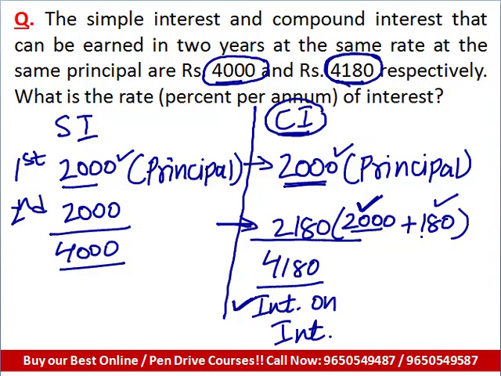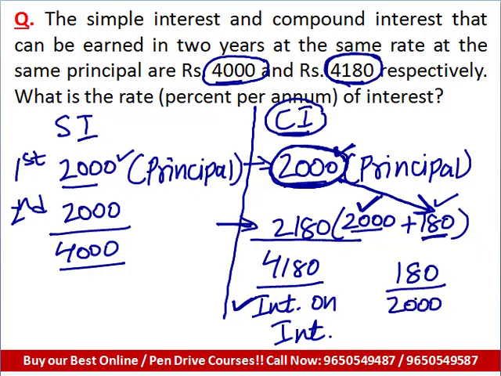So in fact this 180, students, is nothing but the interest on the 2000 rupees, which was the interest for the first year. Now in case of compound interest, you will be getting interest on this 2000 rupees as well. So this 180 is the interest that you have got from the first year's interest. So ask yourself, 180 is what percent of 2000?